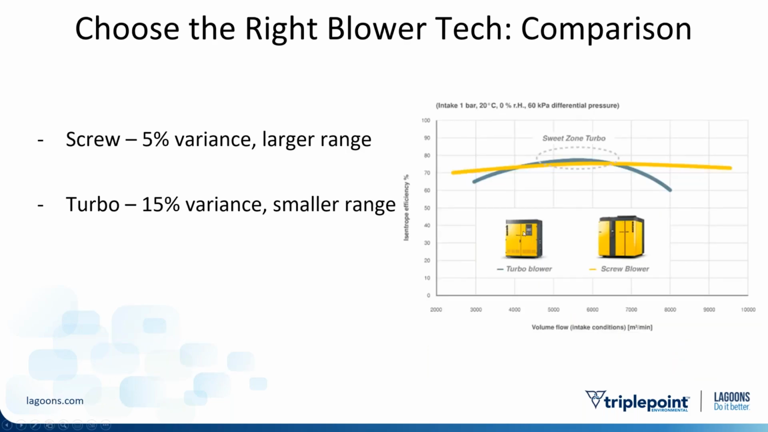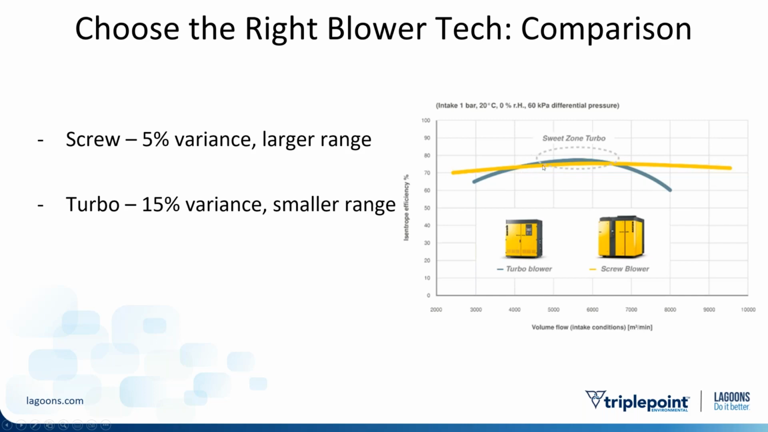So as I mentioned earlier, the turbos are very efficient at their design point. So here's an example. Got a screw blower and a turbo blower. The screw blower has a very flat curve, only about a 5% differential if you're operating from what looks like 2500 to 9500 SCFM. Very flat curve. They don't lose efficiency no matter where it's running. It's also got a very long curve, right? It has a very broad range of operation.